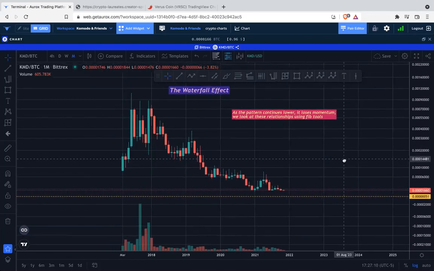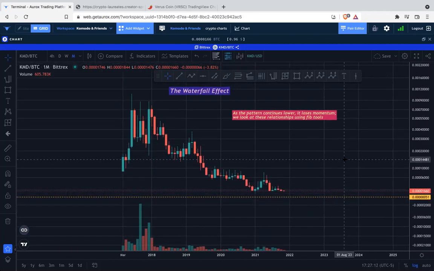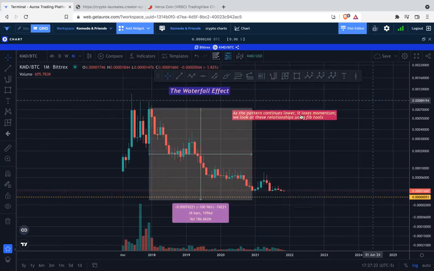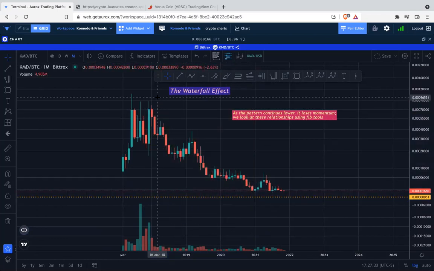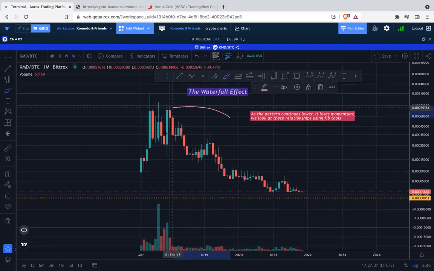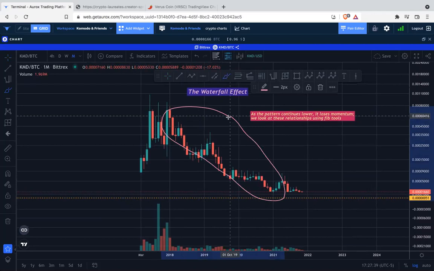So this is the monthly time frame of Komodo Platform price chart. Just breathe that in. The first thing I want to recognize is we have been in this downtrend for 3 years, 36 bars, a 3 year downtrend. Okay, so one of the main themes is going to be this waterfall effect here.